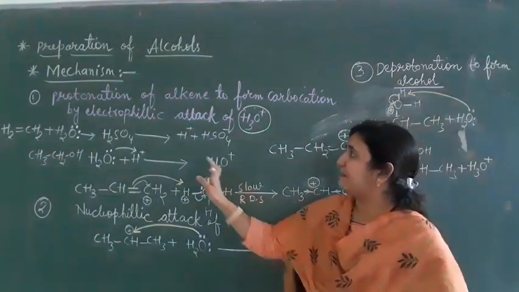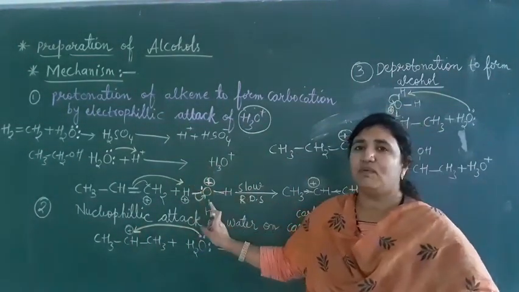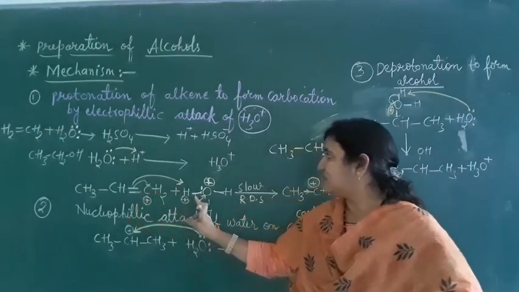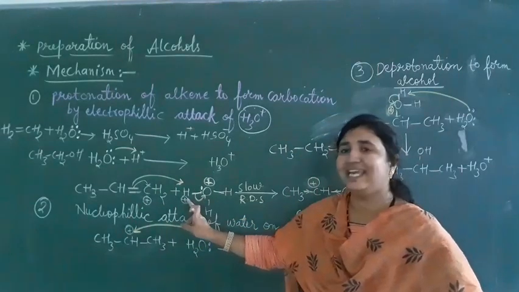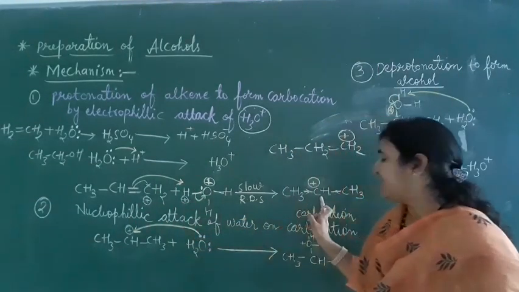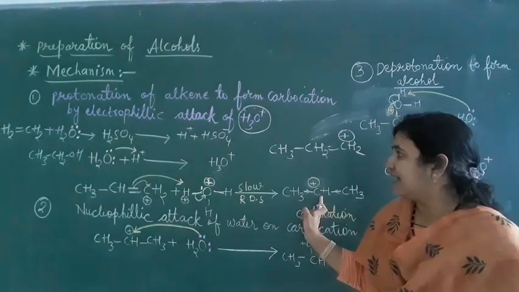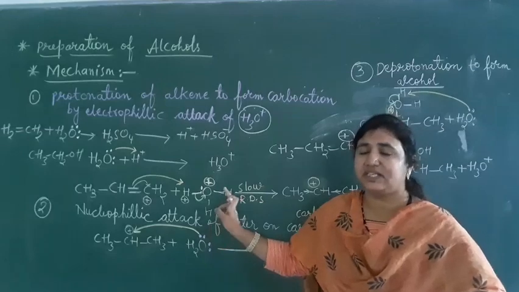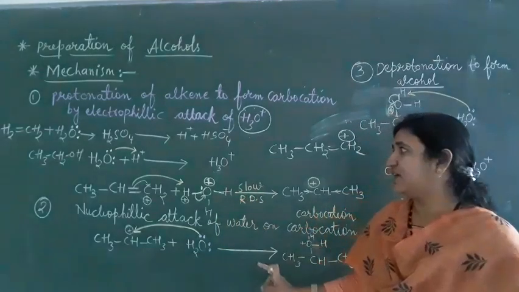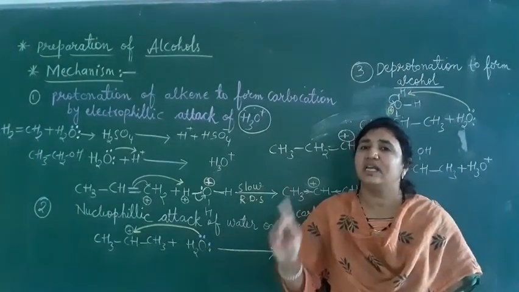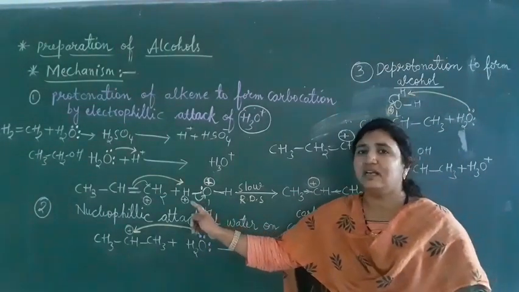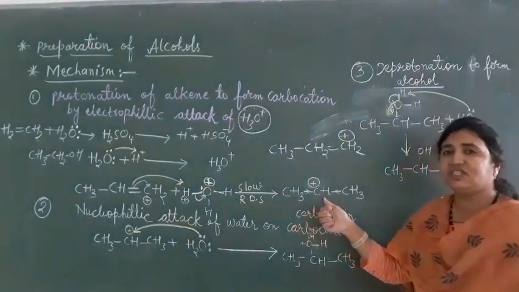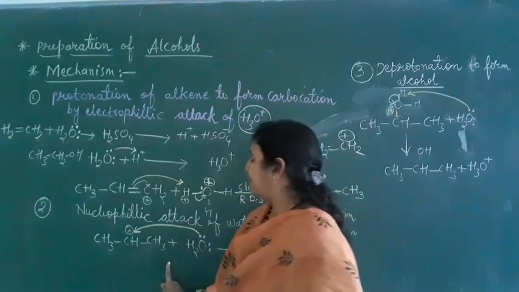Now this is the first step. In the first step, what happens? The electrophile H3O plus attacks this alkene, or this alkene attacks this electrophile H3O plus. They take H plus from here and convert it into a carbocation. That's why this reaction is called an electrophilic addition reaction, because in the first step the electrophile attacks here and converts the alkene into a carbocation. First step completed.